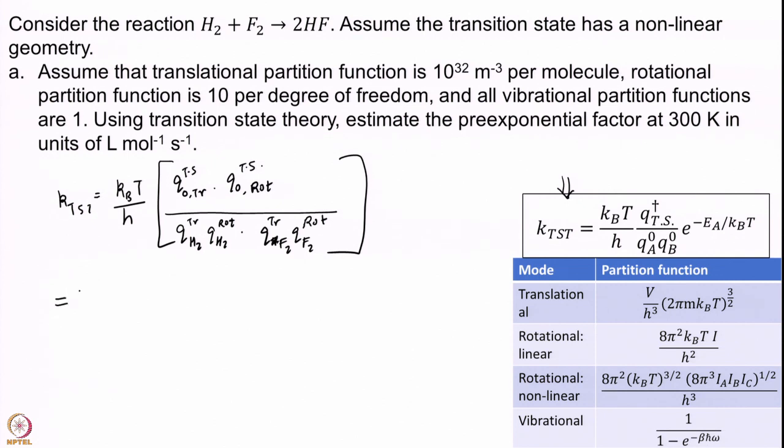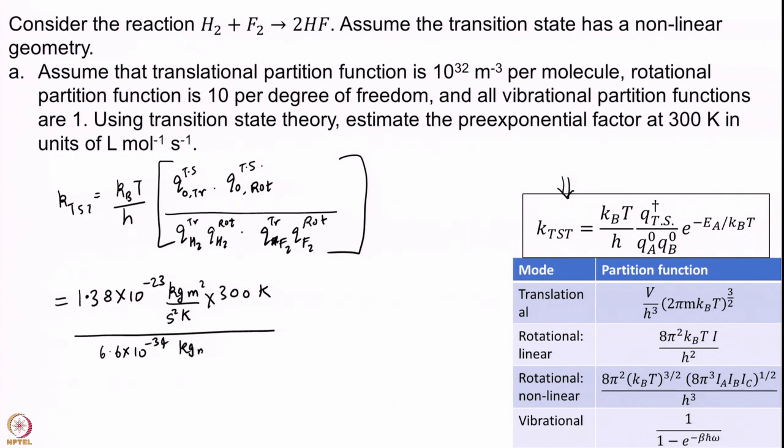So k_B is 1.38 into 10 to the power of minus 23 kilograms meter square per second square Kelvin into 300 Kelvin, that is the temperature given to us, divided by 6.6 into 10 to the power of minus 34 kilograms meter square per second, that is h. Q translational per molecule is given to be 10 to the power of 32. The transition state is 1 molecule, so its partition function is 10 to the power of 32.